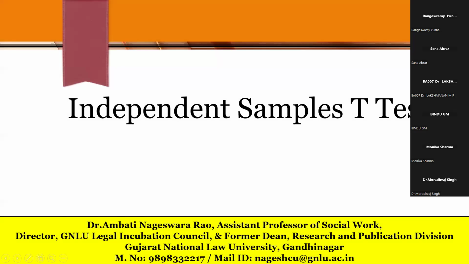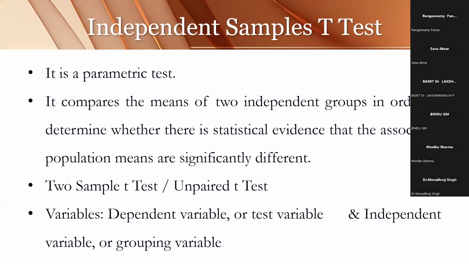Coming to the next stage, the independent sample t-test. It is a parametric test. It compares the means of two independent groups in order to determine whether there is statistical evidence that the associated population means are significantly different.